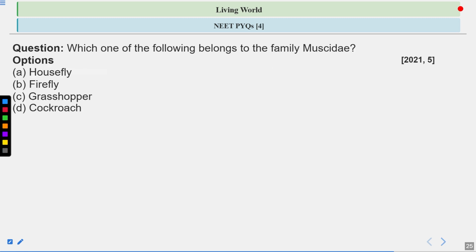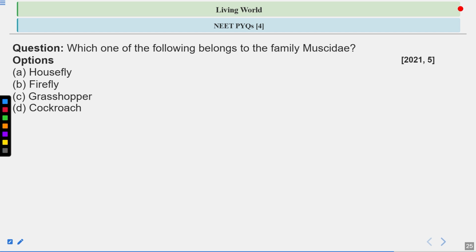Now, let's discuss this question. Which one of the following belongs to the family Muscidae? So you can see you can get this type of question also, where they are asking which family these organisms belong to. Sometimes they can ask, to which family does a human belong, or to which family does a housefly belong? Or to which family do grasshopper or firefly belong, or which order do they belong, or which phylum do they belong? Clear?